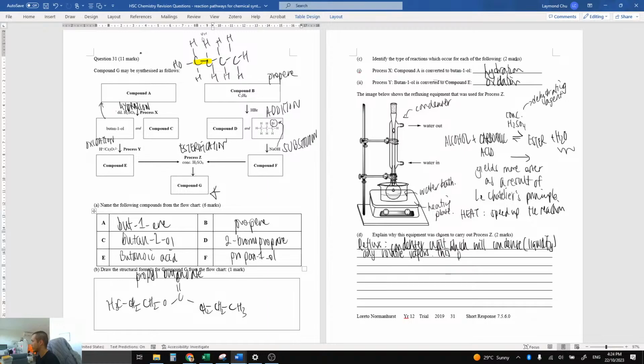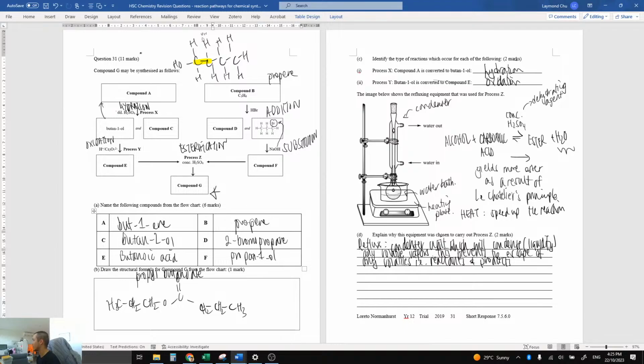This prevents the escape of any volatiles, i.e. reactants and products. Not only is it a reaction aspect, it's also a safety aspect, right? You've got these alcohols, you've got these acids boiling, you get into your eyes. You're not going to be very happy by the end of the day.